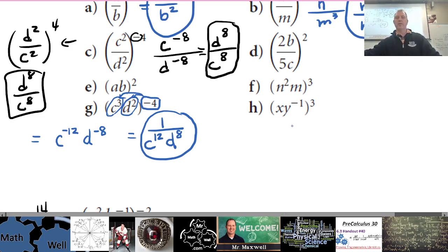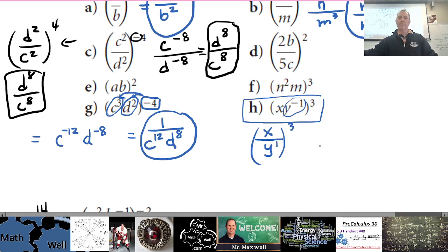Let's do one more. Let's do h here. So h, you can do this again different ways. You could apply the exponent first, or you could apply the negative exponent inside first. So I'll do that. I'll write this as x over y cubed. You see, this negative 1 takes the y down to the bottom, and it's a positive 1 exponent, right? But we don't write the 1 exponent. And so this would be x cubed over y cubed. No brackets, no negative exponent, done.